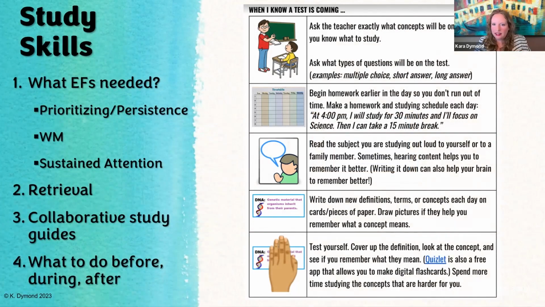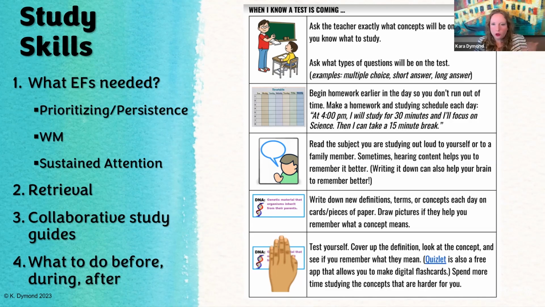I don't love tests, but I know that schools use tests a lot. So we talk about study skills. What executive functioning skills do you need when you study? We talk about the power of retrieval. We actually learn more deeply. It gets into our long-term memory when we practice recalling information without looking at the source. That's how it gets deeply learned.